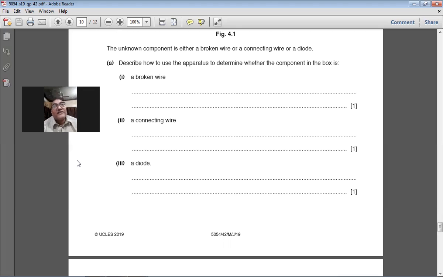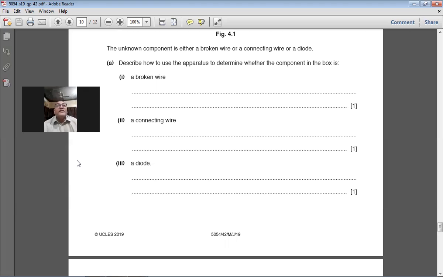So when you connect the connecting wire there, the lamp will be lit, and if you reverse the battery, the lamp will still be lit. Then he says a diode, if you have put a diode, you know that a diode will let the current flow in only one direction. So in one orientation of the battery, the diode may be forward biased and it will let the current flow, so the lamp will be lit.